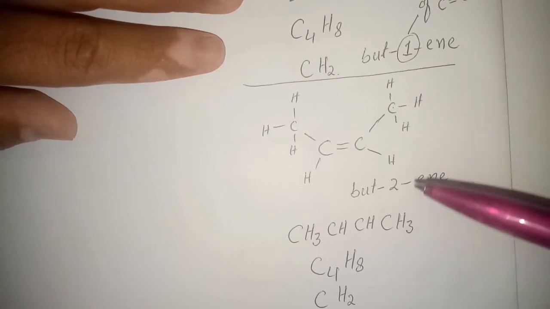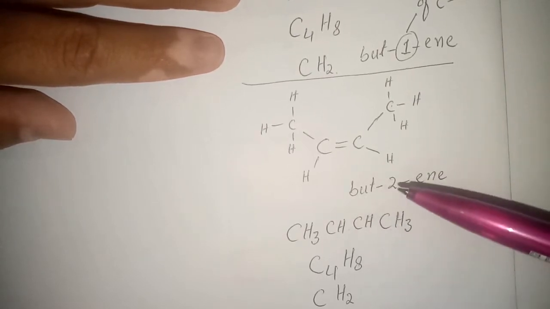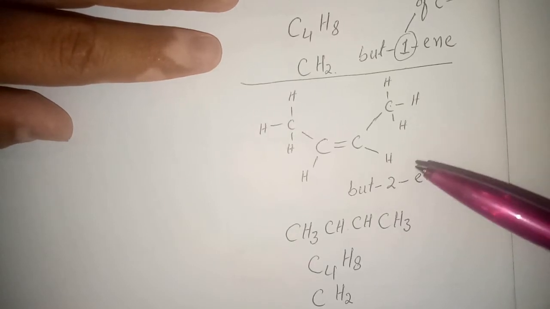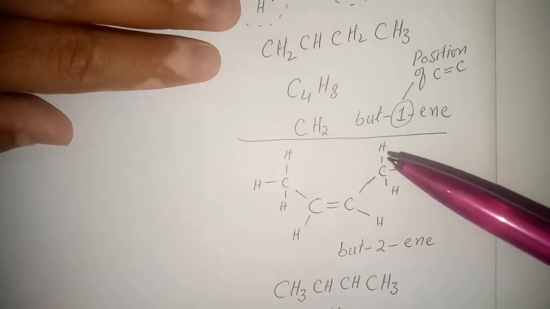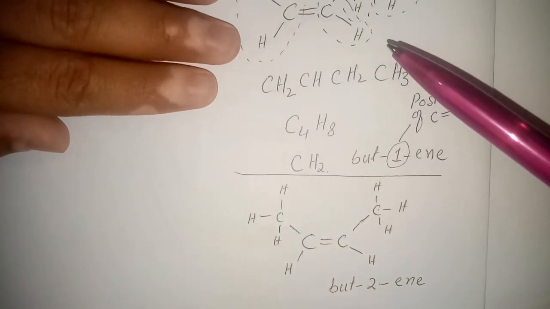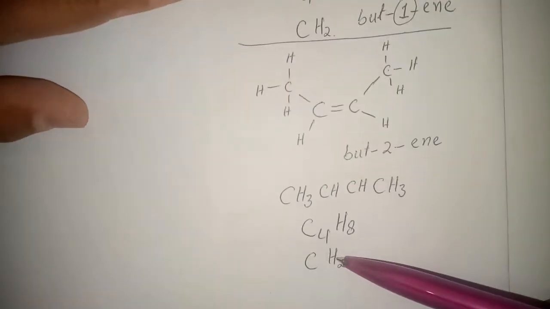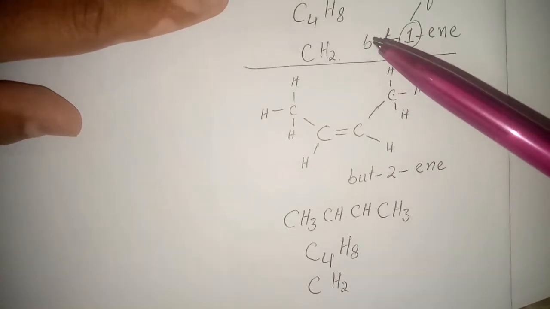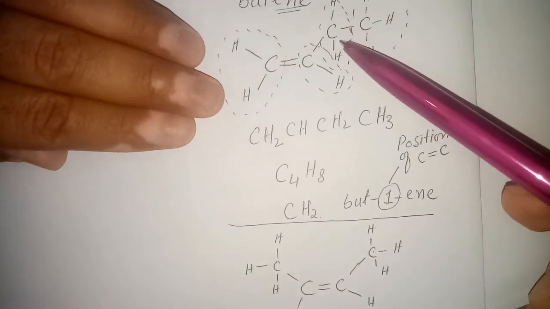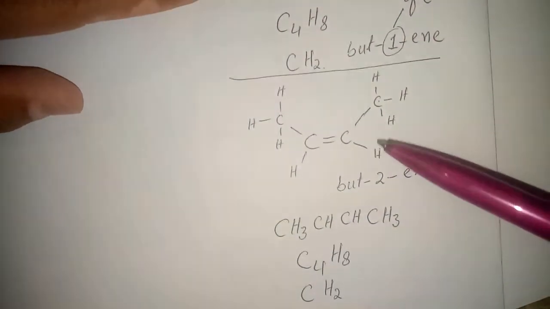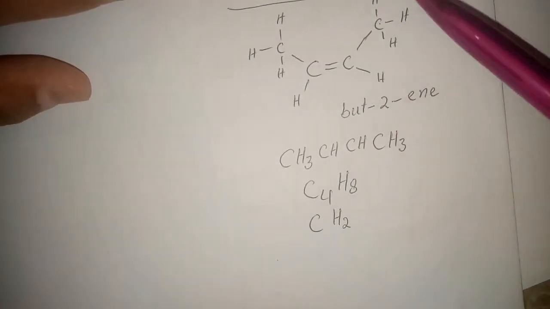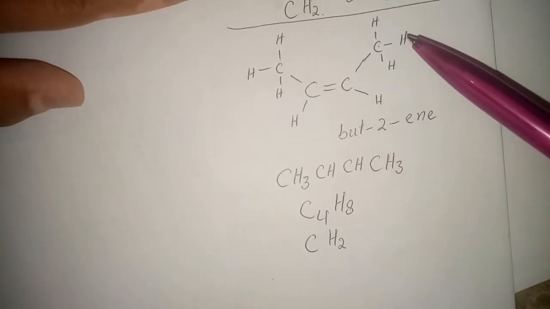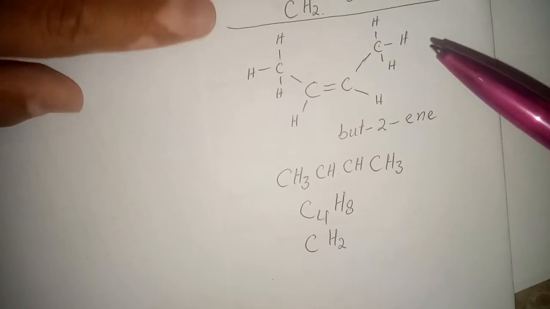In later videos we will discuss isomers, so you have to keep that in mind. If any molecules have the same molecular formula, but the arrangement of the atoms is different in the form of the displayed formula or the structural formula, then we consider those molecules as isomers of each other.